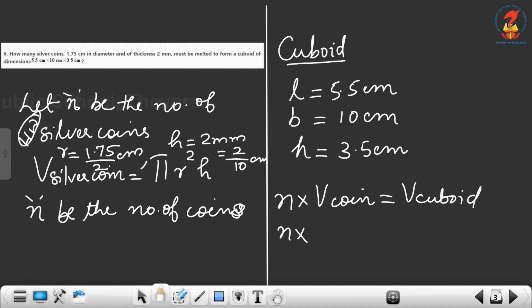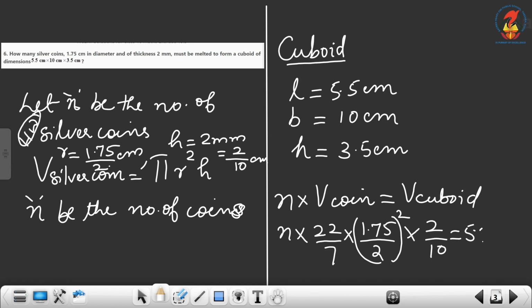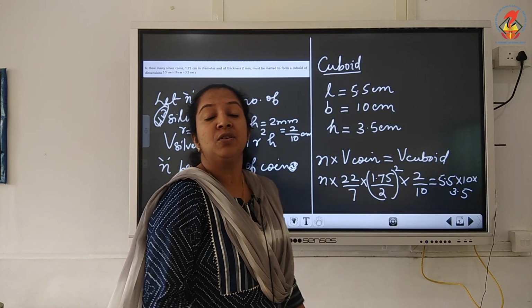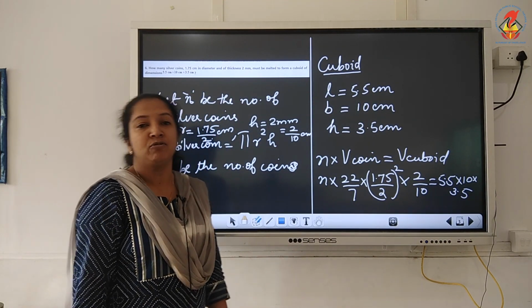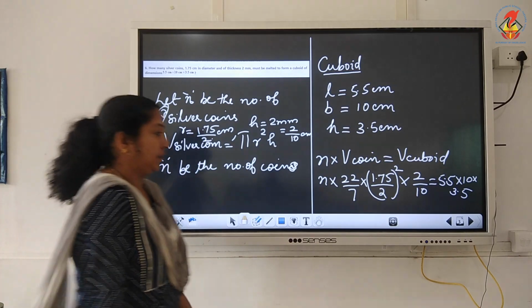So n into, what is the formula? Pi r square h, 22 by 7 into 1.75 divided by 2 whole square into 2 by 10 is equal to 5.5 into 10 into 3.5. You have to find the value of this n, and which you will get as 400. You have to solve this. Do it as homework.